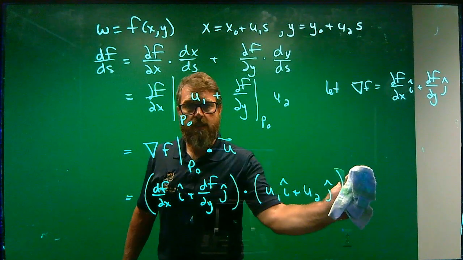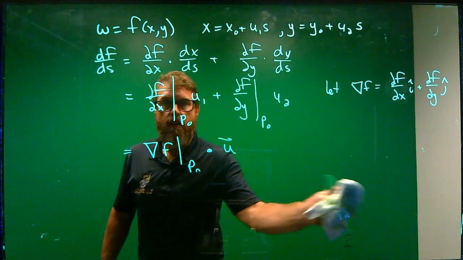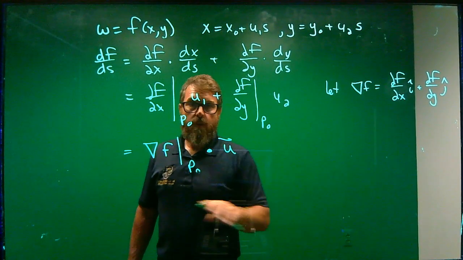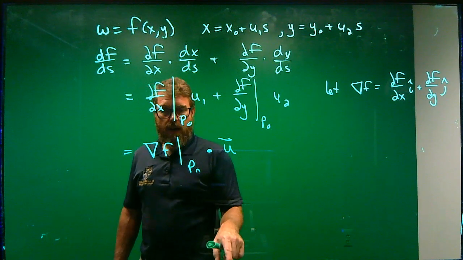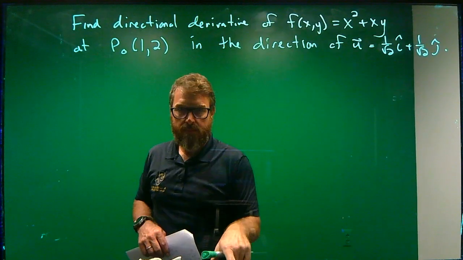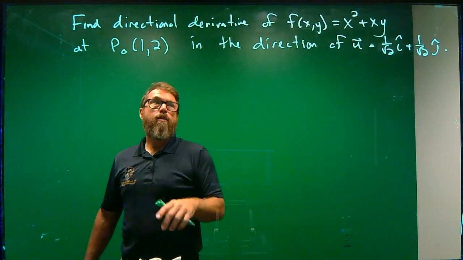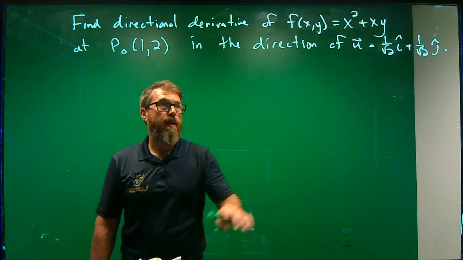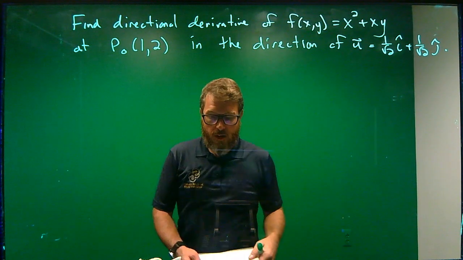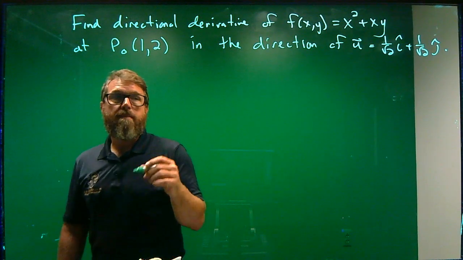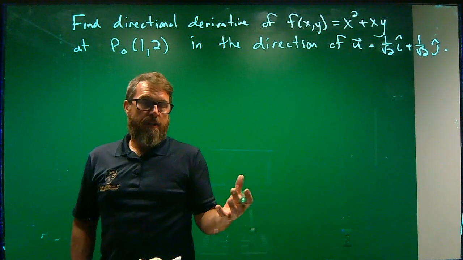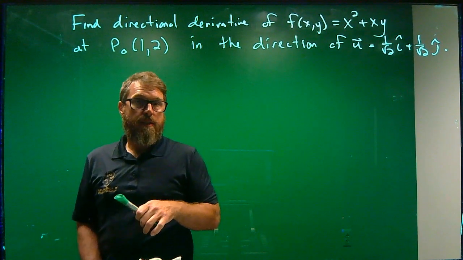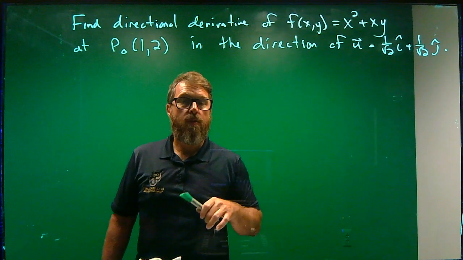So I'm going to erase this and show you that's the formulation that we have. So let's redo the previous example. We're going to do the exact same thing that we did before: the same function, the same initial point, and the same unit vector. So what we know is that this is going to be the dot product of the gradient at that point dotted with your unit vector u.